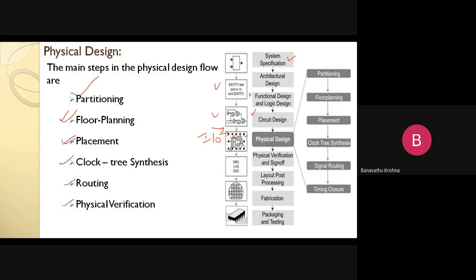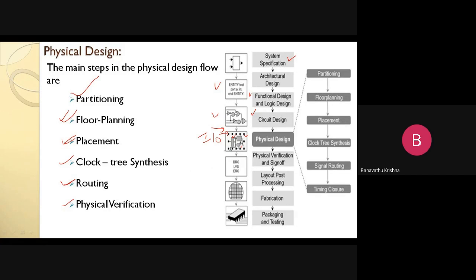And then clock tree synthesis. Clocking means input signals and the power signals, and routing connections. We want to make the connections between the modules. There are some routing techniques: global routing and detailed routing. And then physical verification. Whatever parameters are to be maintained, we check whether those parameters are satisfied or not. That is the physical verification.